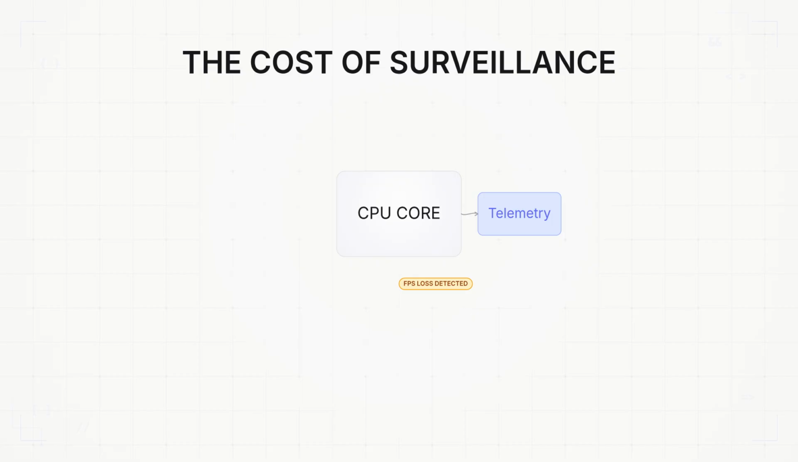However, the act of observing a system inevitably changes its behavior. In this video, we are exploring the CPU overhead of surveillance. We'll look at how simple logging, metrics gathering, and phone home features can devour your frame budget. When a CPU is busy packaging data for a server, it isn't rendering your game. This is the trade-off between visibility and performance, and often the price of knowing everything is losing the very fluid experience you're trying to measure.